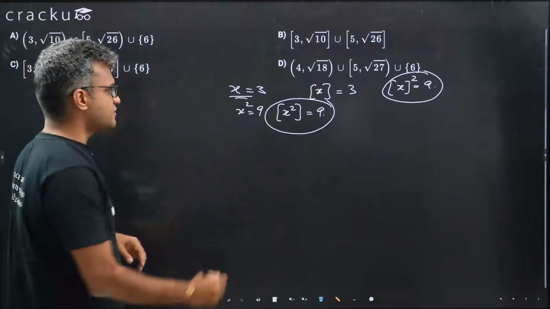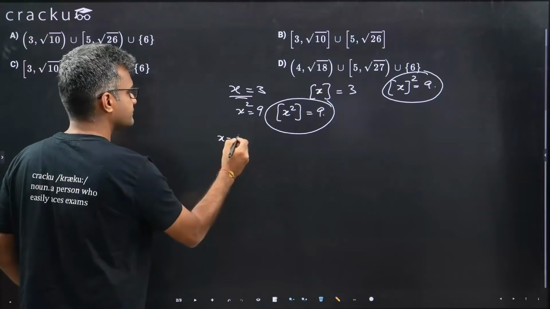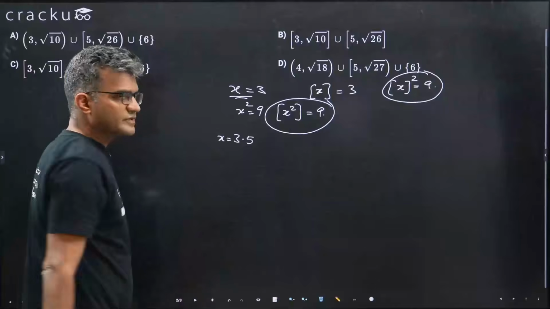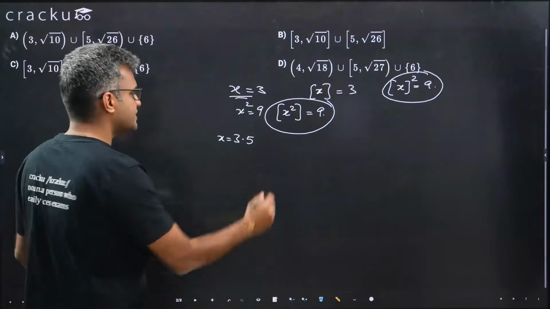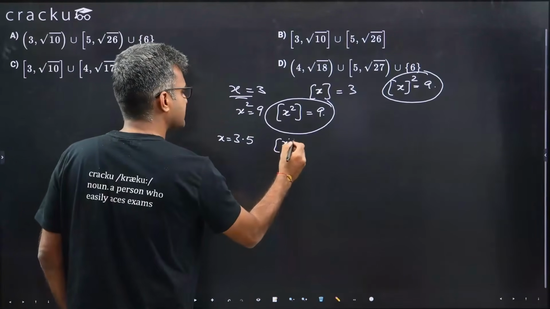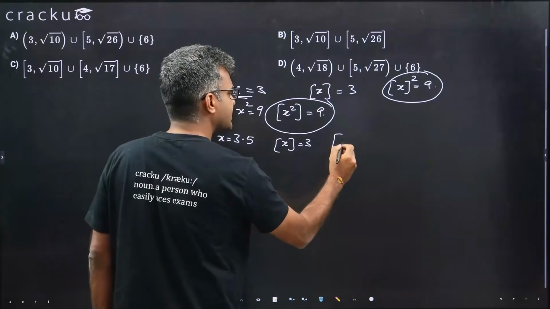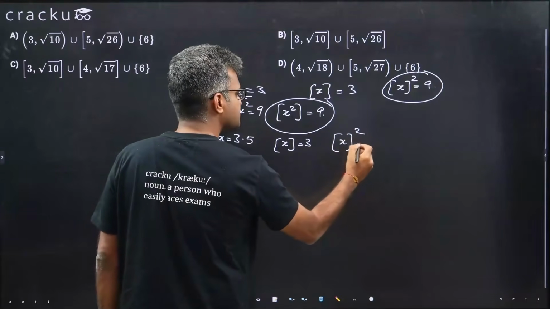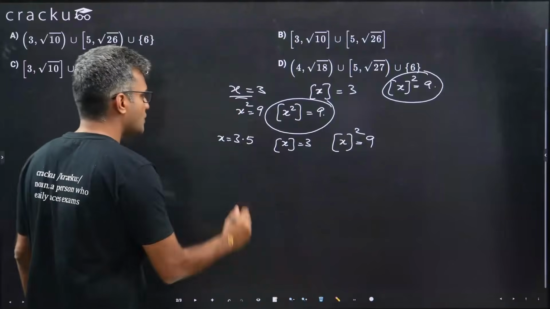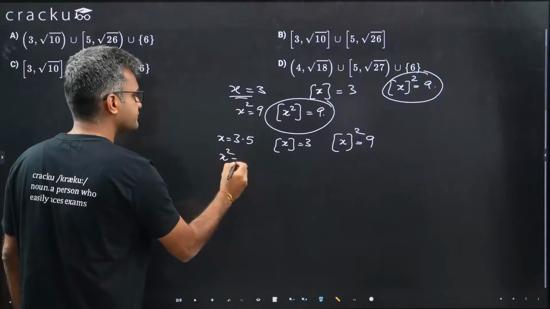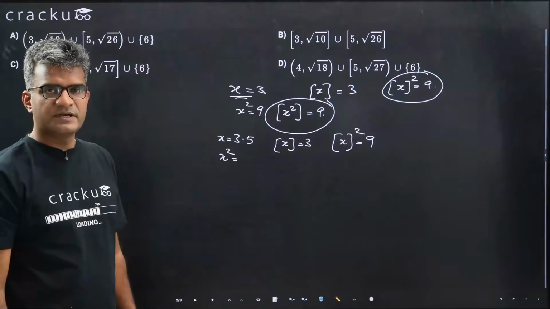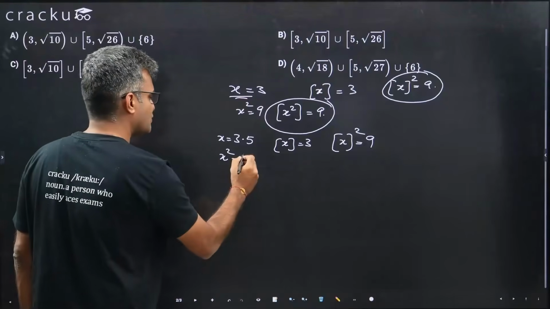Let us look at x is equal to 3.5. If you are looking at x is equal to 3.5, what is the integer part of x? The integer part of x is again 3. What is the integer part of x whole square? This will again be 9. What about x square? What is 3.5 whole square? 3.5 whole square is 12.25.